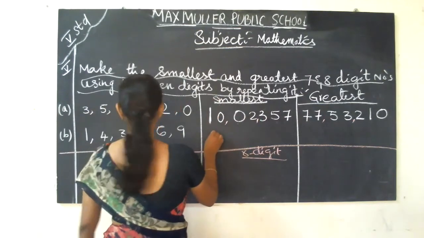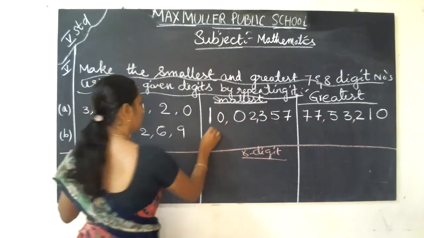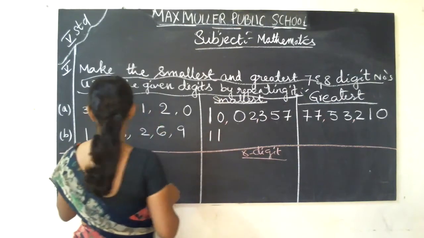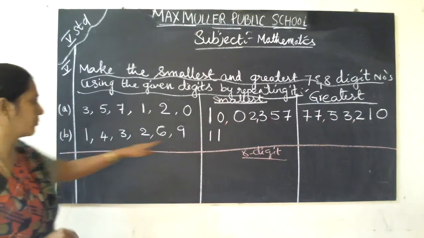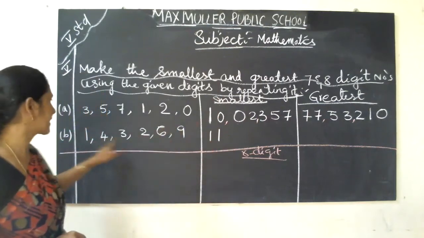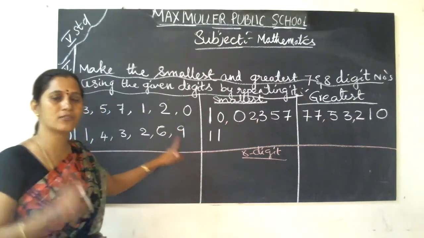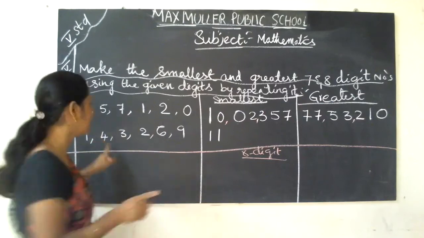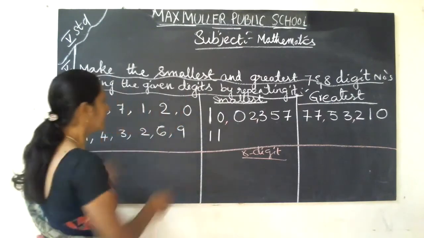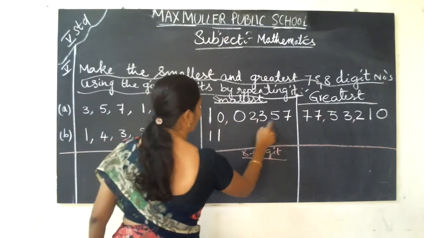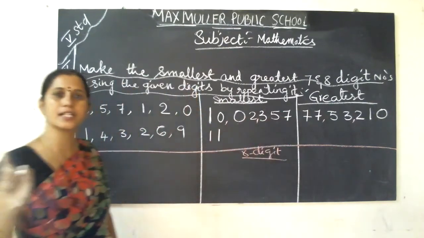Next, here, which is the smaller one? 1 is the smaller one. So one more time I have repeated, because they have given 6 digits. So for a 7-digit number you have to repeat once, only once. For an 8-digit number you have to repeat twice. Got it? 1, 2, 3, 4, 5, 6, 7. You have to get a 7-digit number.